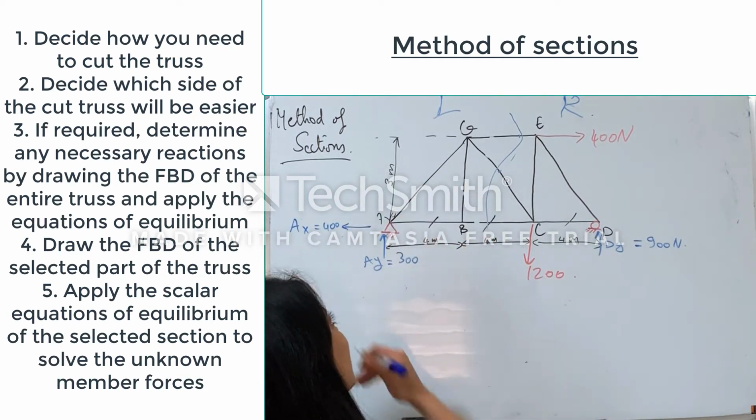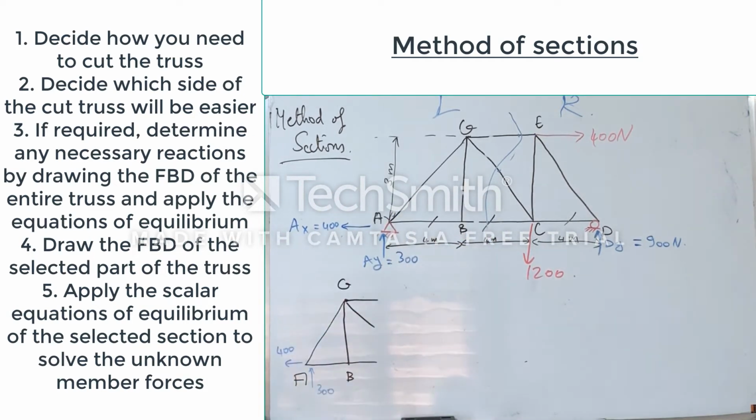So let's take the left part. So this is, guys, my left part. Now I can assume that all my internal forces are in tension. So they are going out from my member, pulling it out. Okay, so this is FGE, this is FGC, and this is FBC. So all my forces are now in tension. If any of them is negative, this means that it is in compression.